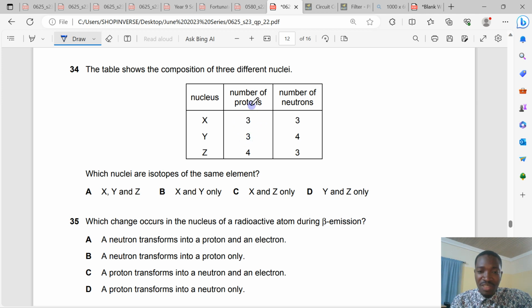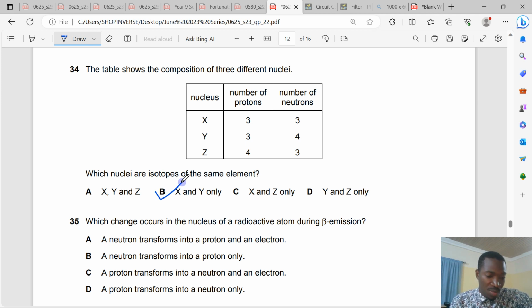That means they have the same atomic number and different mass number, or different nucleon number. That is the concept of isotopy. That means X and Y are isotopes. Z is a different atom entirely and is not an isotope of either of these two. So X and Y only. That makes B the correct answer to question number 34.